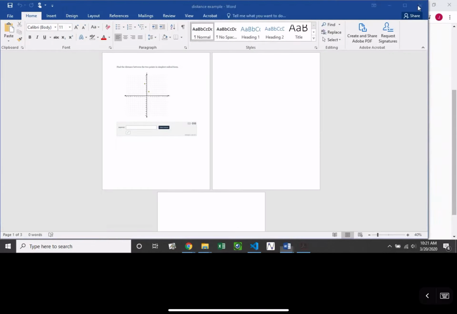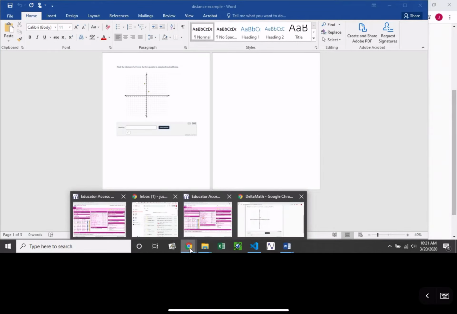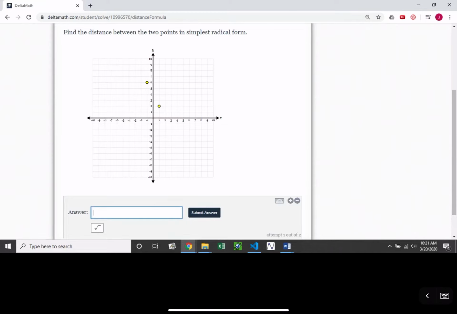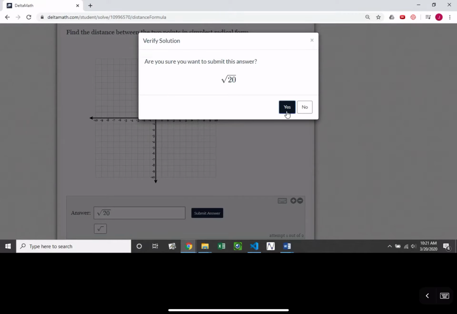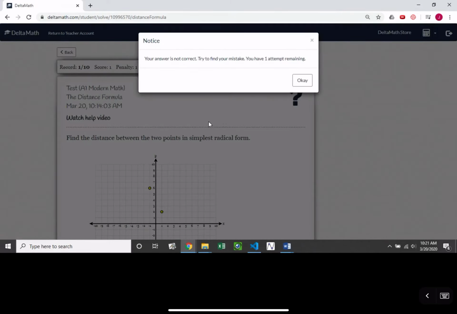Nope, that's not what I wanted. All right. So when I'm entering this answer in, I need to do square root and then 20. Submit answer. Do I want to? Yes. Uh-oh, it says something was wrong. Okay, what did I do wrong?